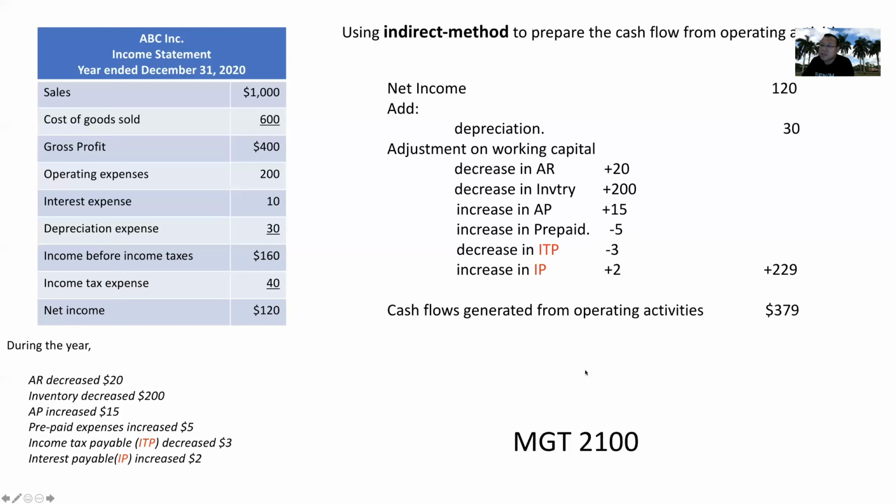So this is most likely how you have learned to prepare the cash flows from the operating activities for the statement of cash flow in the introductory financial accounting. Once we start learning about intermediate financial accounting, we are dealing with International Financial Reporting Standard, IFRS. So IFRS has particular requirements for the statement of cash flow.